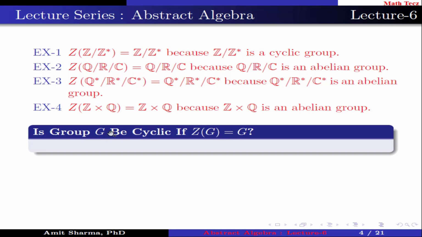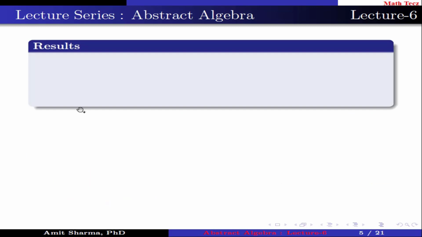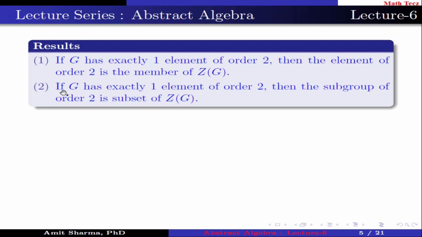Next, must group G be cyclic if the center of G equals G? The answer is no. For example, the center of Z2 cross Z2 is Z2 cross Z2, but Z2 cross Z2 is not a cyclic group. Next is results. Number 1, if G has exactly one element of order 2, then the element of order 2 is a member of the center of G. Number 2, if G has exactly one element of order 2, then the subgroup of order 2 is a subset of the center of G.